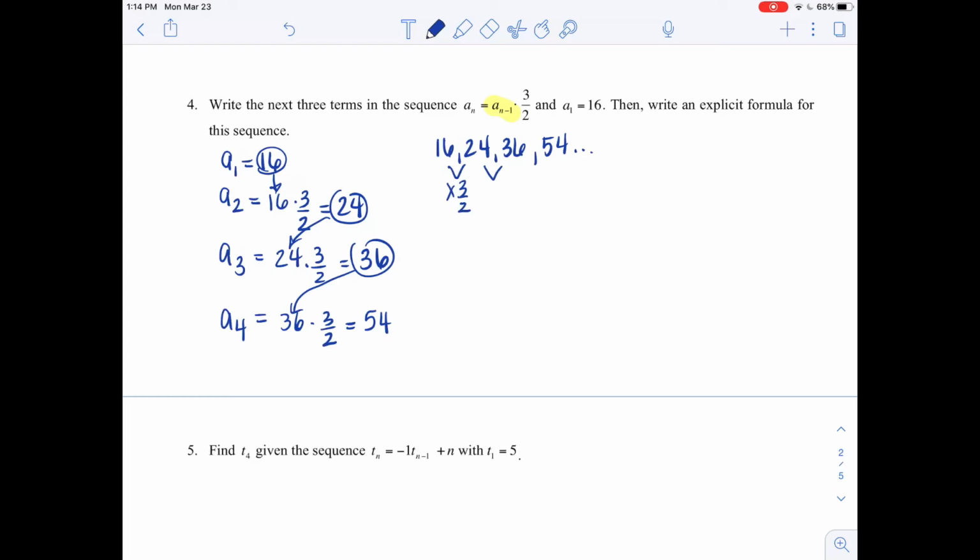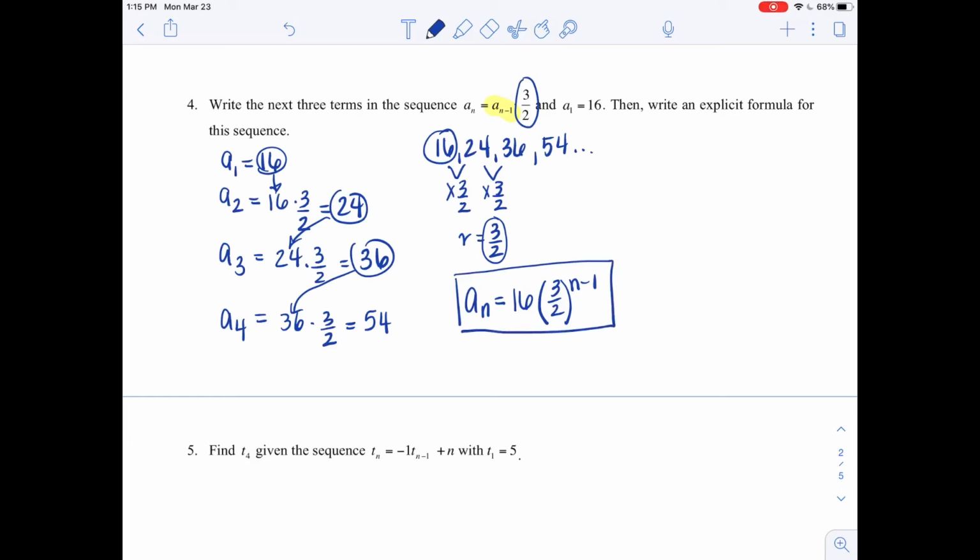This time you're going to notice that if you took 24 and divided by 16, you're timesing by 3/2. Or 36 divided by 24, you're timesing by 3/2. So you now have a common ratio of 3/2, which once again, in this particular case, matches the number that was in that recursive formula. So if I wanted an explicit formula for this, my nth term comes from my first term, which is 16, multiplied by my common ratio, which is 3/2, raised to the n minus 1.